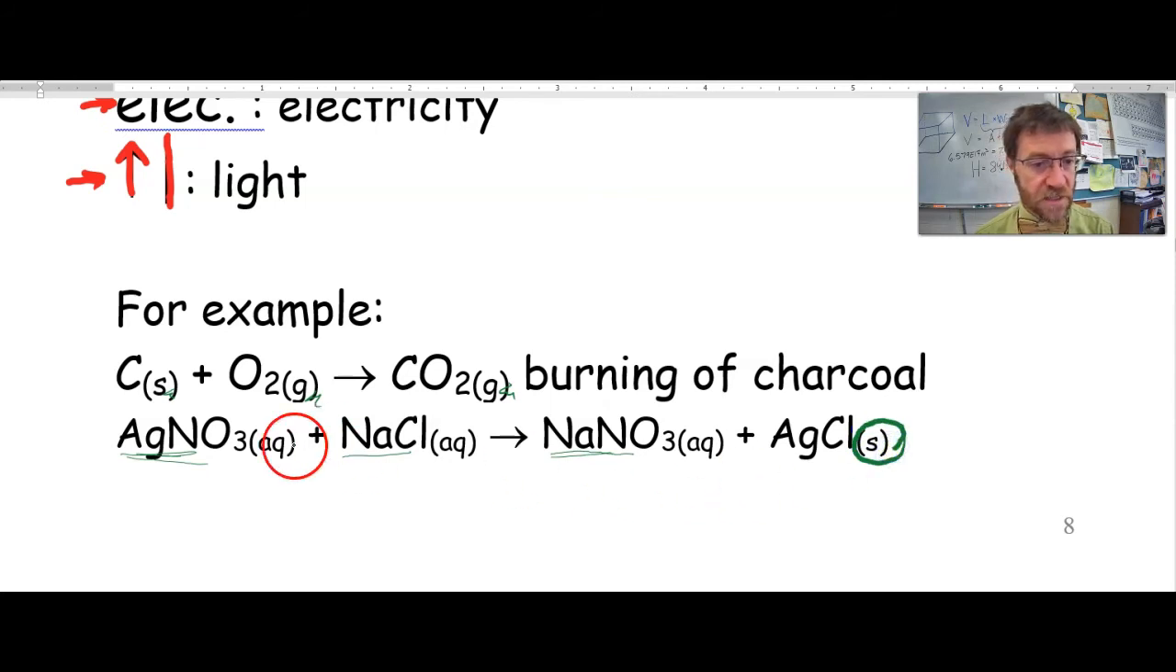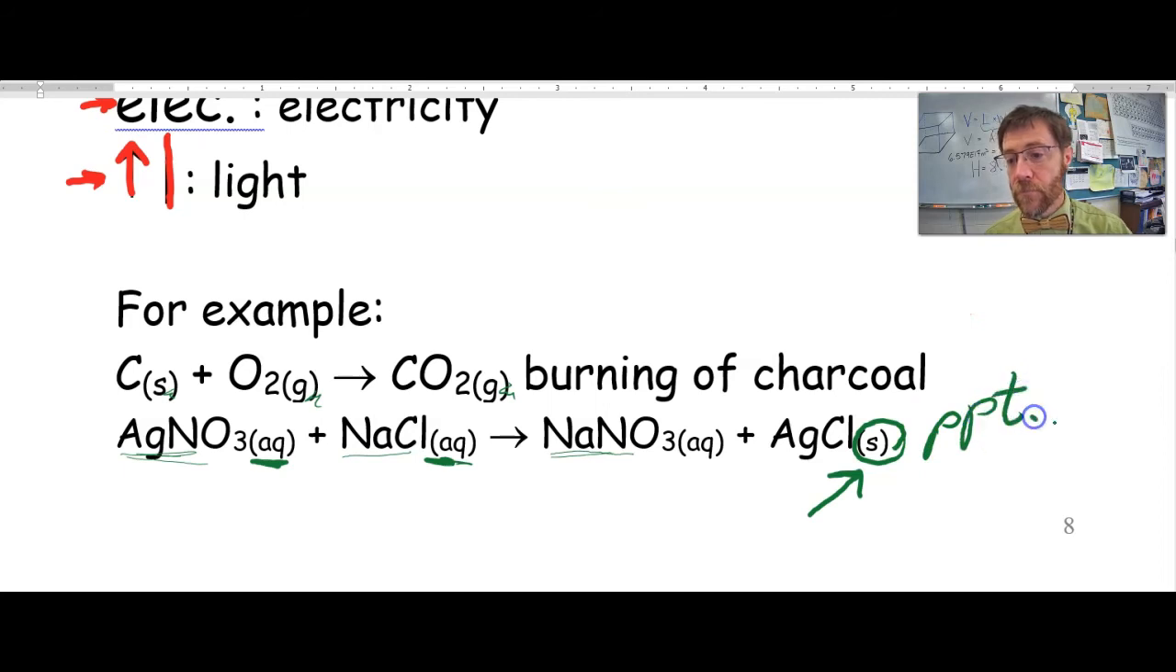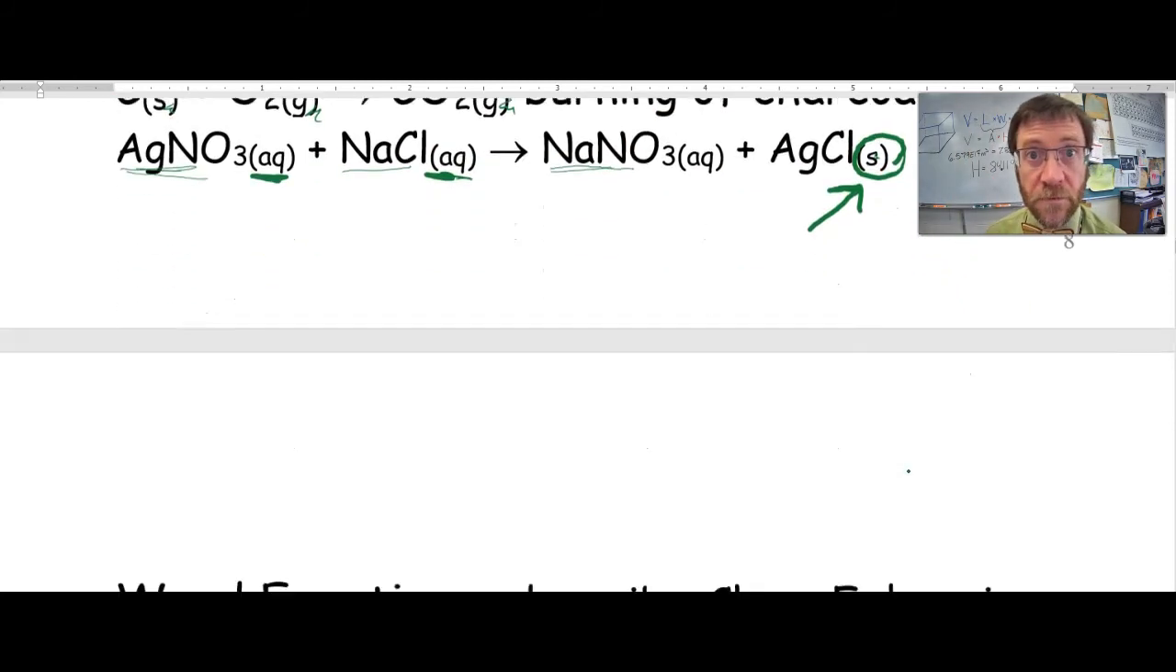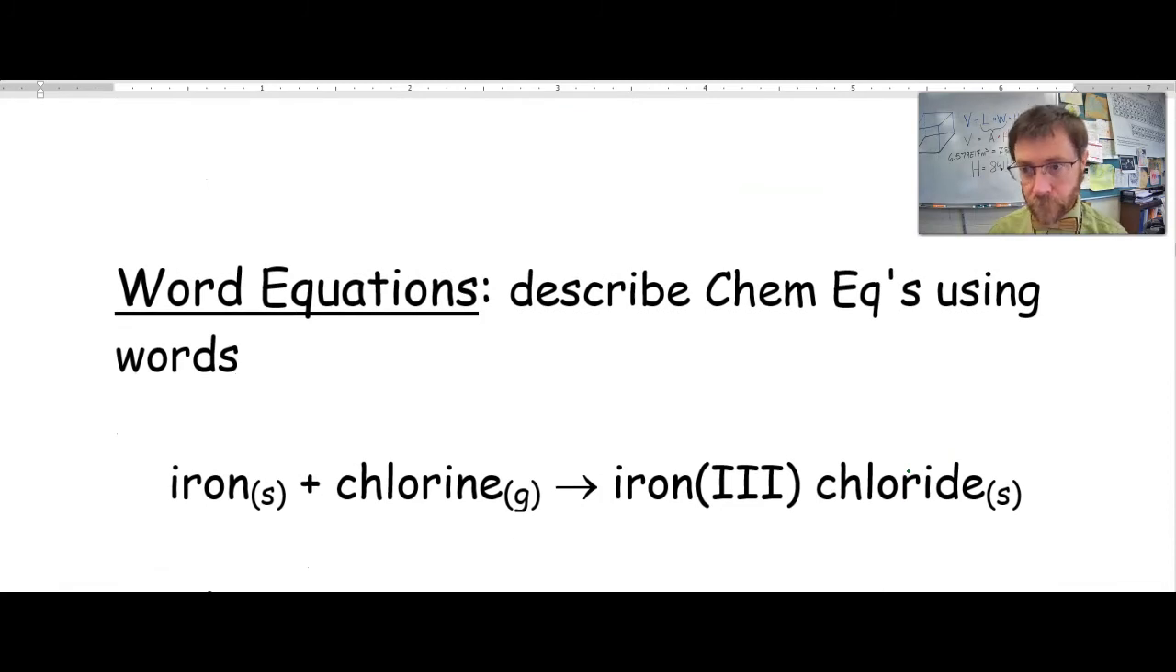That's important because look, here we have aqueous and aqueous. That means that they're dissolved in water, and then all of a sudden over here we have a solid. That is a precipitate. Do you guys see that? How we're starting out over here with everything dissolved in water, but over here we got something that's solid. Precipitate. That's a solid forming from two liquids.